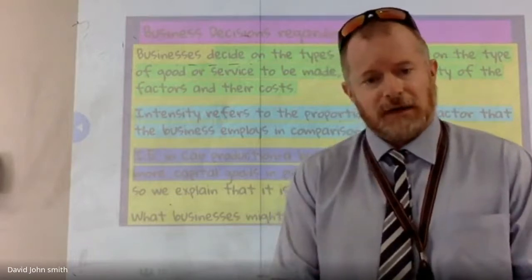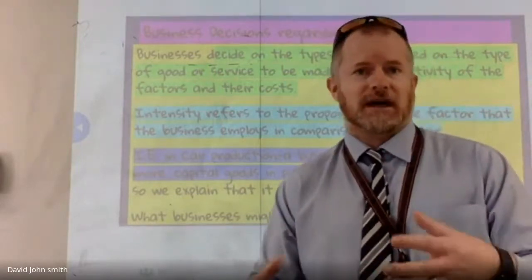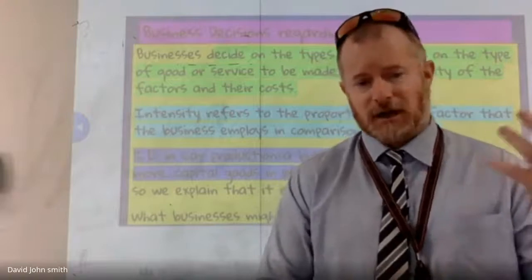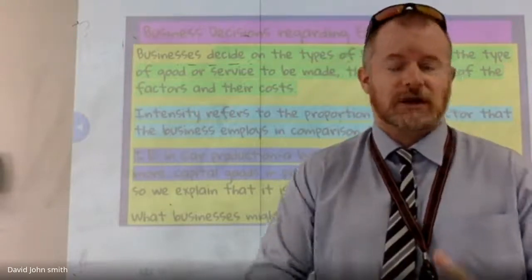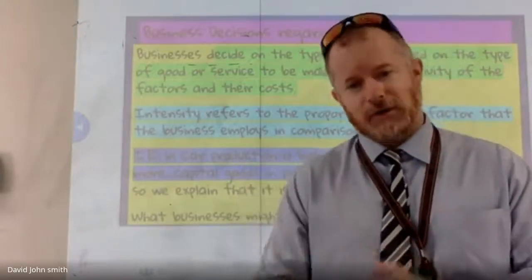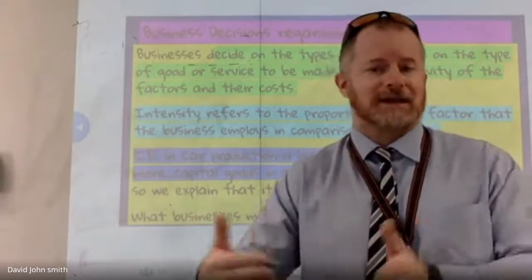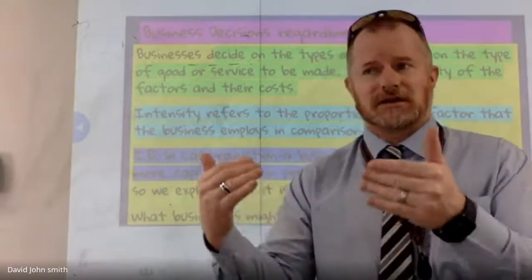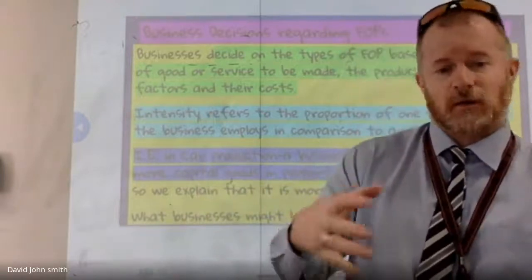If it's a type of good or service that you would need potentially a whole lot of capital goods to produce, then they'll use that. So the type of the good or service in and of itself is going to lend a lot to the decision about which resources and what proportion of resources that you might use.